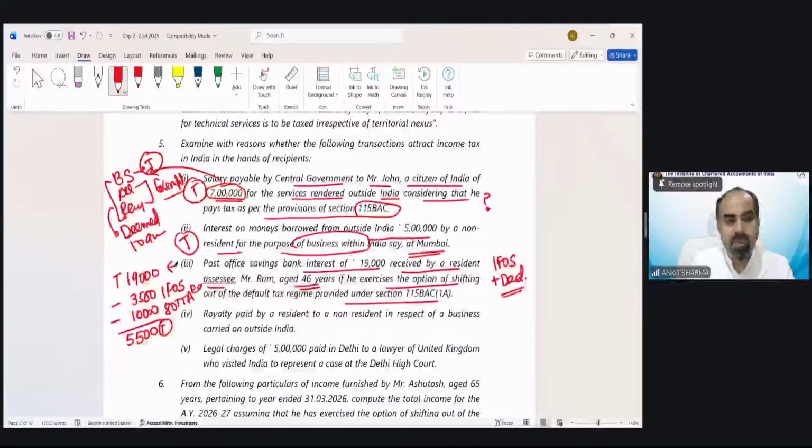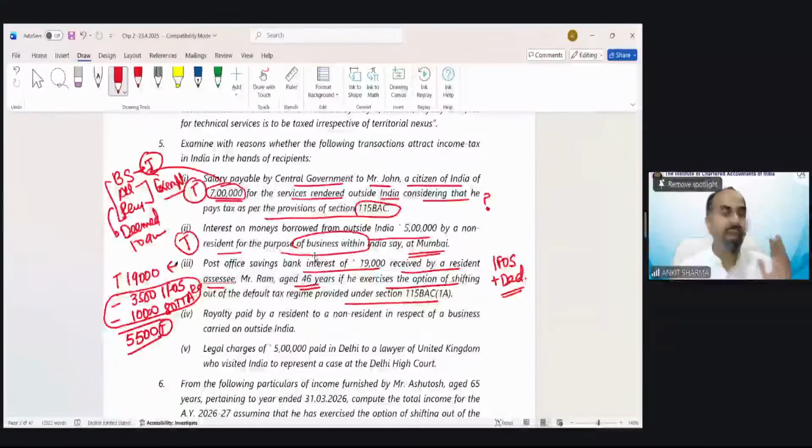So do not bother about these two provisions. We will discuss them later. In case of post office savings interest, there is an exemption of 3,500. That is a part of income from other sources. So this is going to be deemed to arise, but for the taxable value, you will see this. So do not worry about these two points. We will discuss these points later.